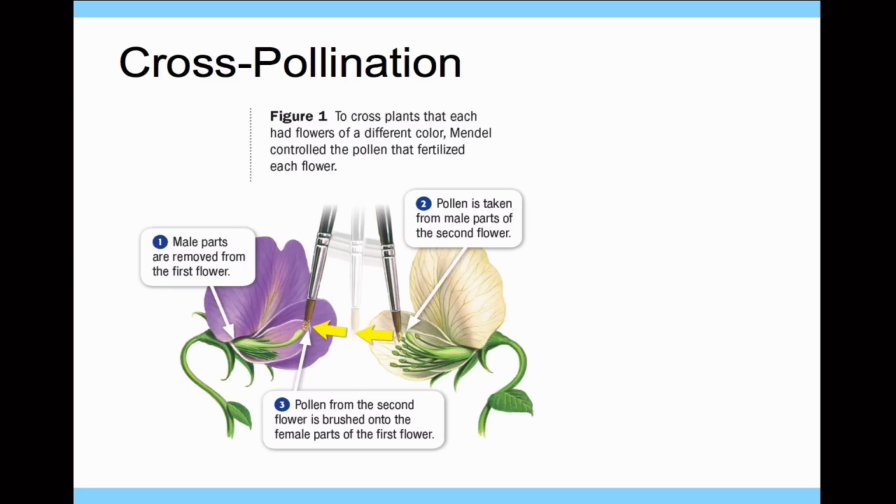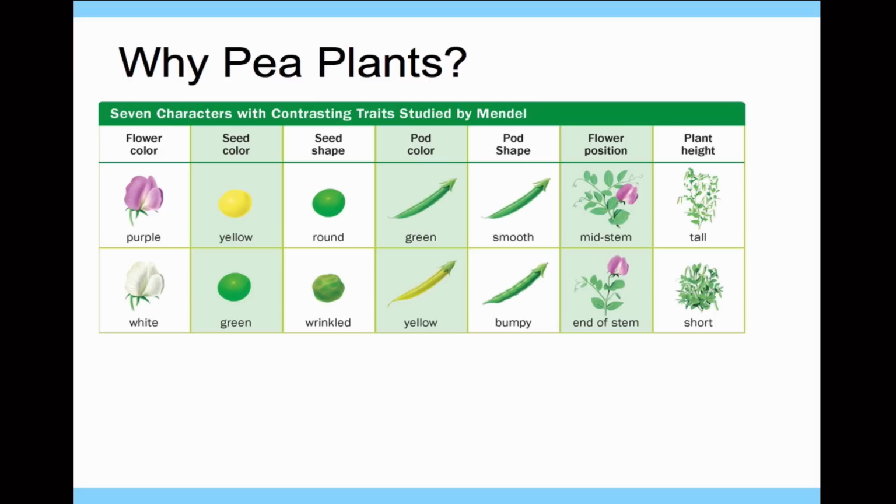So what he did was he cross-pollinated these pea plants. He would remove the male parts from the flower, and he would take the pollen from the male parts and put it onto the female parts of a different flower. That way he would control the fertilization of the plants. He didn't let them just fertilize naturally. He was very good about controlling that fertilization so that he would know exactly what kind of plants were fertilizing the other plants.